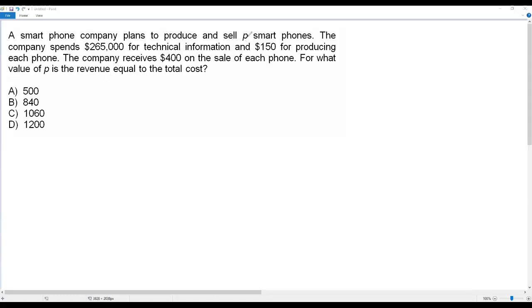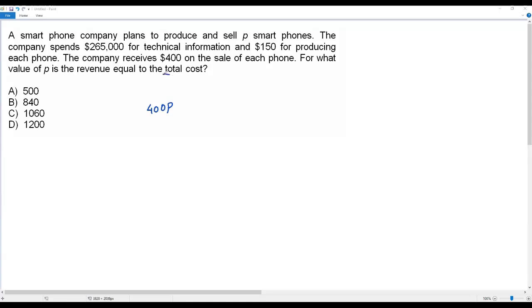Okay, here the P represents the number of smartphones produced and sold by the company. So first we have to find the total cost and also the revenue. Let's find the revenue. Revenue means the amount of money the company receives by selling P number of phones. By selling each phone, the company receives $400. So how much money will the company receive by selling P number of phones? For that we have to multiply the sale price of one phone by the number of phones P. Then we get 400 times P. So this gives the revenue.